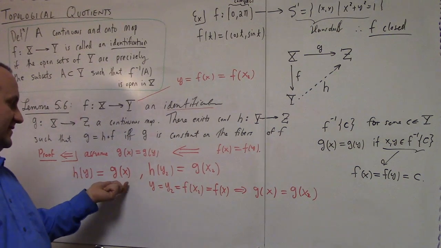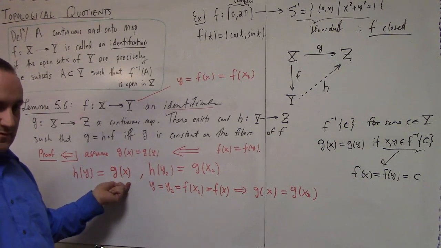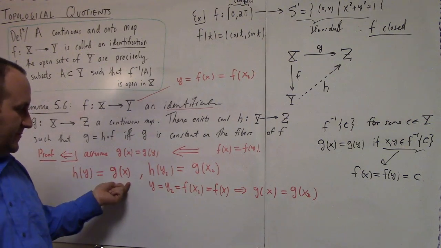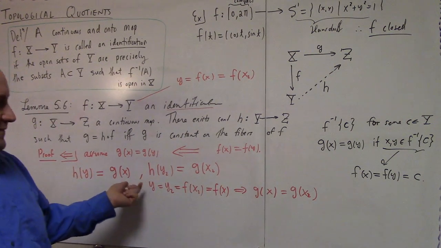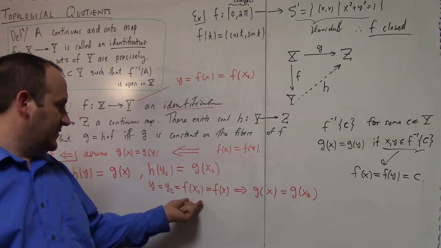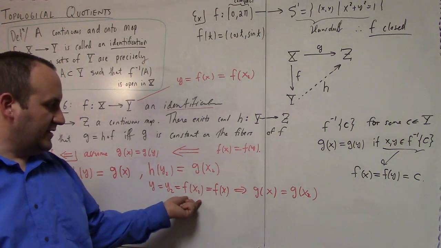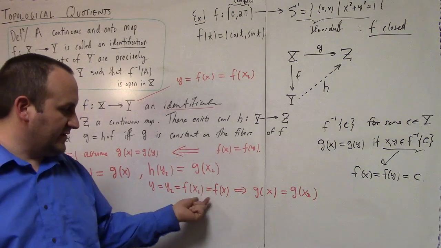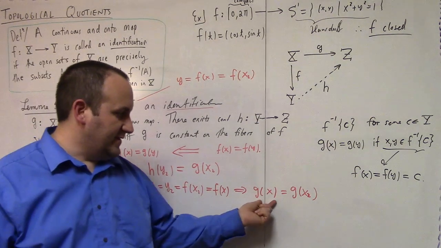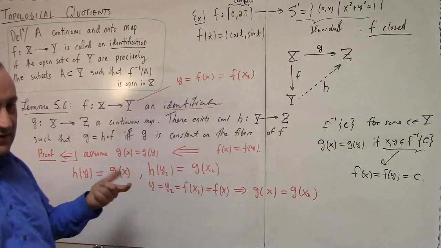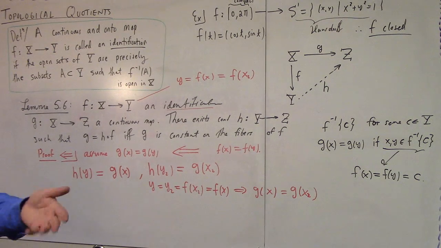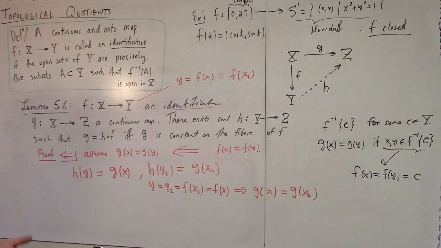Well, I know that because if f of x1 is equal to f of x2, then that implies that g of x1 is equal to g of x2. So if they are different x's that agree on their image under f, they also have to agree on their image under g. Okay. So there's no ambiguity. It still remains, of course, to show that h is continuous, right?